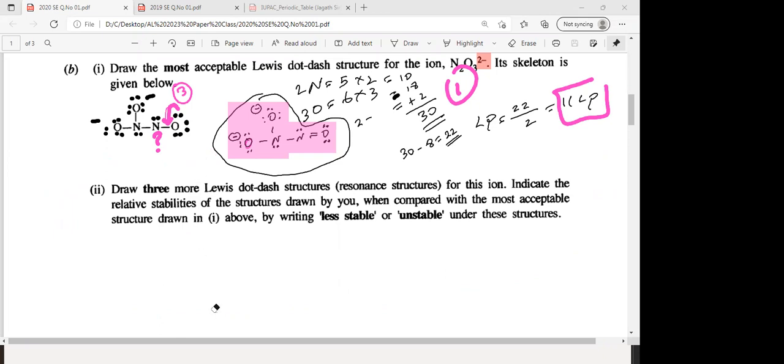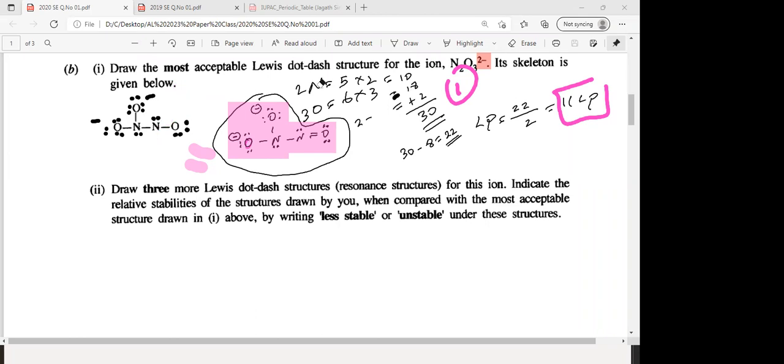You were asked to draw 3 more resonance structures for this, and mention whether each is stable or unstable. So look at the screen now. Then you can draw like this. You can have this double bond on this side also. To make nitrogen octet, what is the next possibility? I'll draw the other possibilities here.